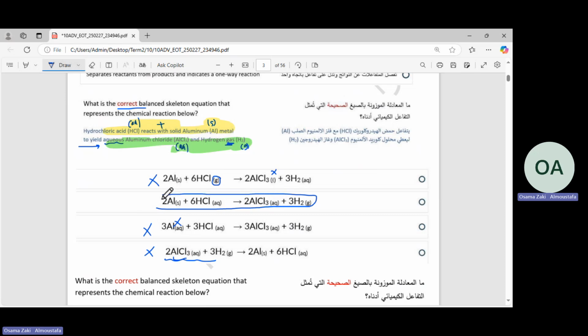But by the way, let's check the balancing. Is it a balanced equation or not? As you see here, we have 2Al and 2Al, we have 6H, 3 times 2, so we have 6H. We have 6Cl and 6Cl.